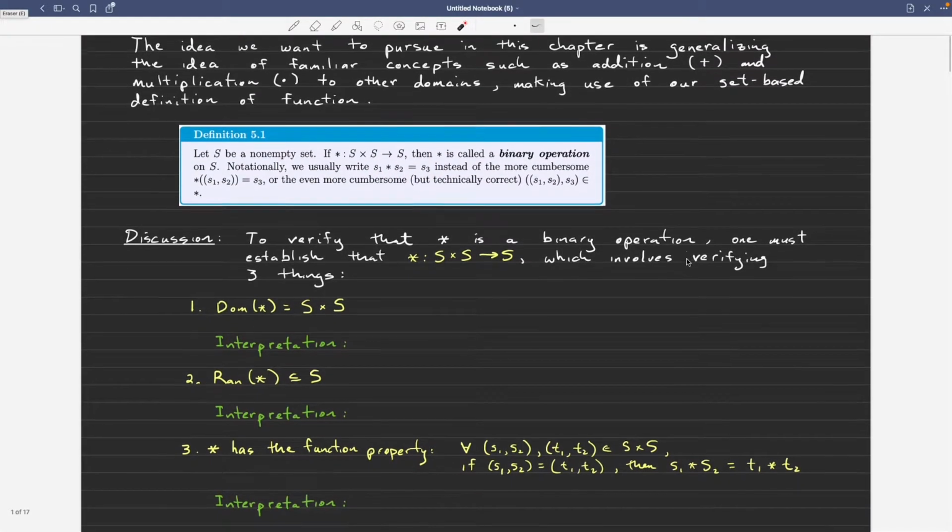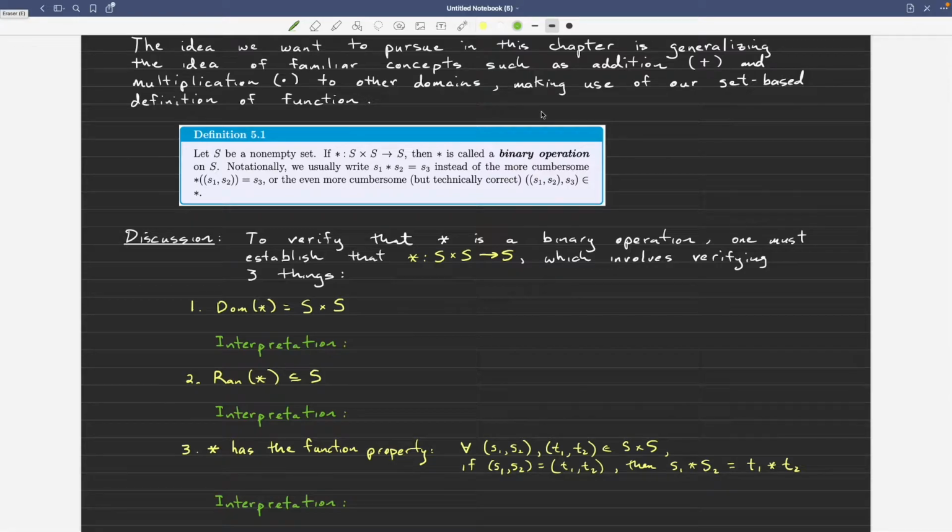So whenever we think about verifying that something is or is not a binary operation, it comes down to verifying this, that star is a function from S cross S to S. And when we use that notation, we know that it entails three things. The domain of the function star has to be S cross S, the range has to be contained in S, and then star has to have the function property. Let's talk about this a little bit and maybe interpret what we mean in each of these situations.